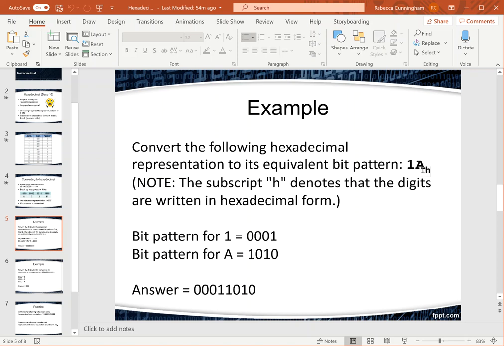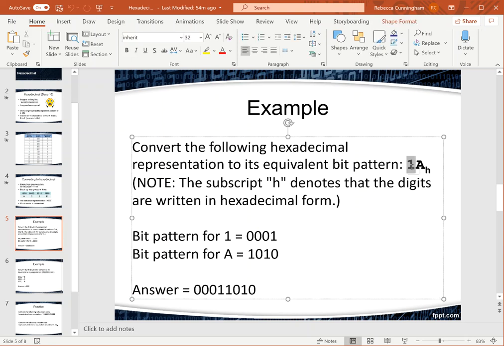Because imagine if the A was an 8, and so you're seeing 1/8. Well, that looks like 18, right? But if it's written in hexadecimal, you need a way to note that. So oftentimes textbooks and websites that talk about hexadecimal will use this subscript H just to denote that it's written in hexadecimal.